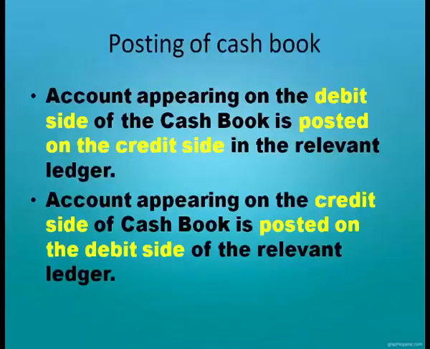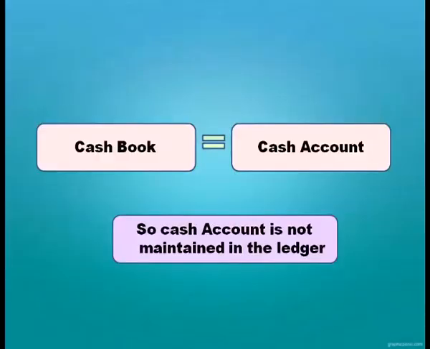Then, how will you post the cash book? An account appearing on the debit side of the cash book is posted on the credit side in the relevant ledger. An account appearing on the credit side of the cash book is posted on the debit side of the relevant ledger. Cash book is a form of cash account, so no cash account is maintained in the ledger.